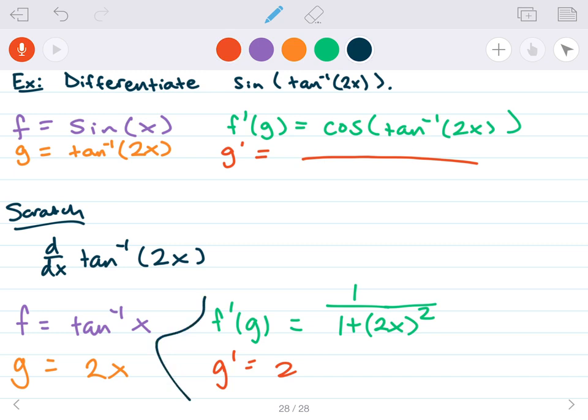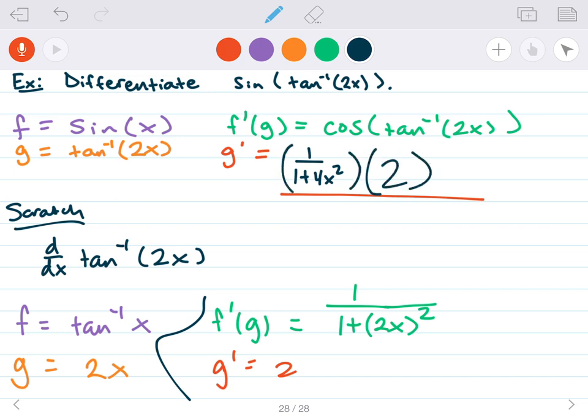So that's just going to be, maybe I'll actually move the blank a little bit lower so we have room. It's going to be 1 over 1 plus 4x squared times 2, and we have everything we need now.